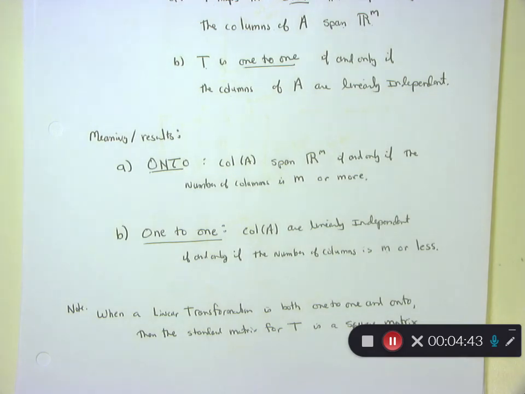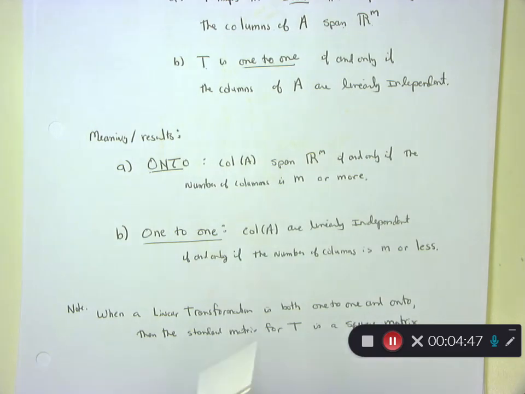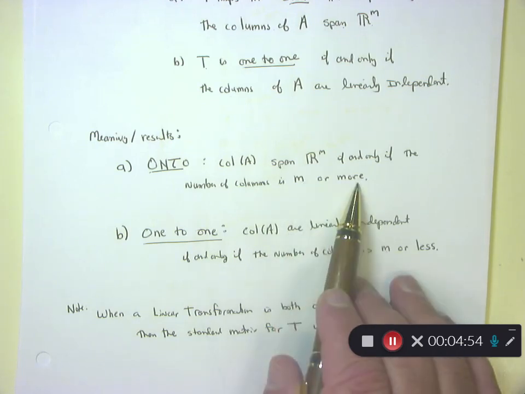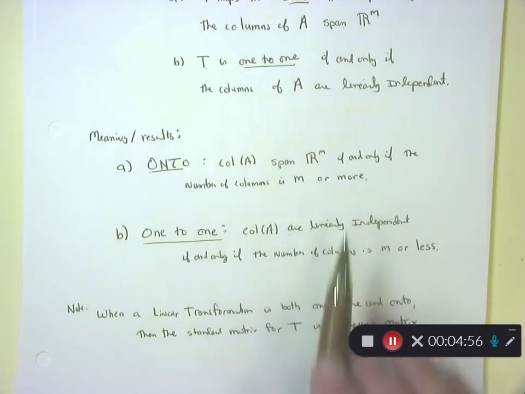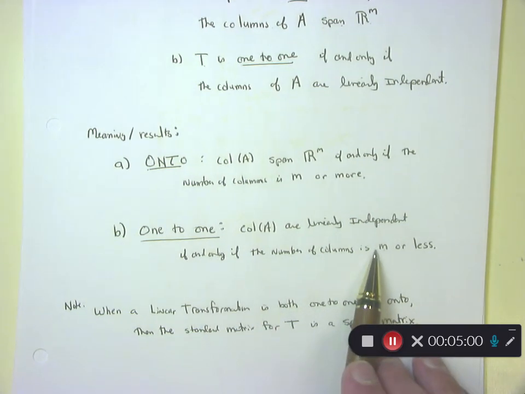It doesn't mean, well, if I've got m or more, it's automatically going to span Rm. No, but to be able to span Rm, you've got to have at least m or more vectors, is what we're telling you. And to be able to be one-to-one, linearly independent, you've got to have m or less. If you've got more than m, it's going to be linearly dependent, is what we're telling you.